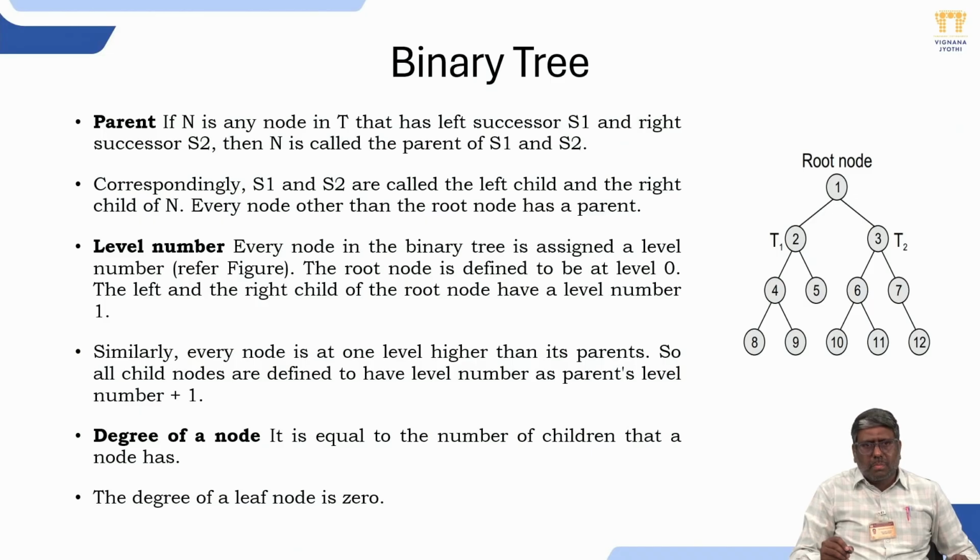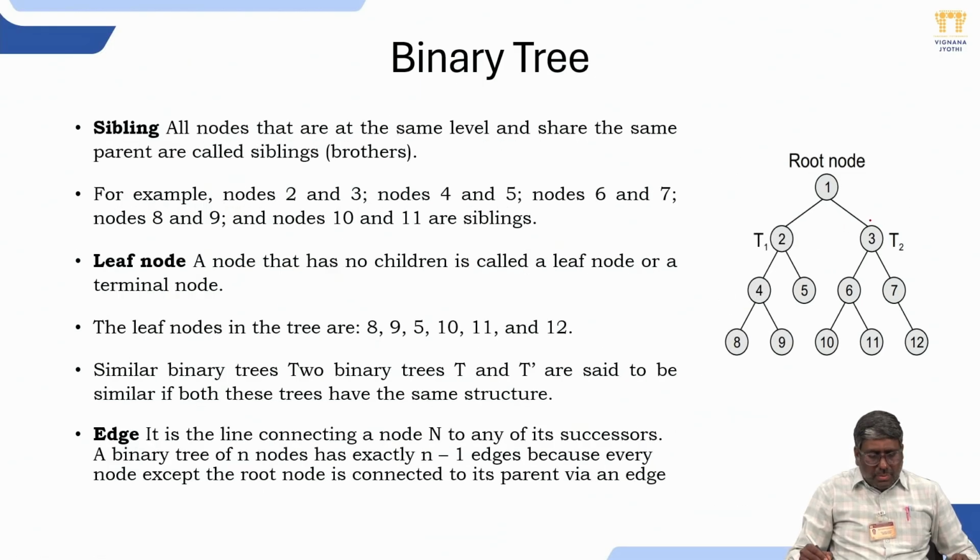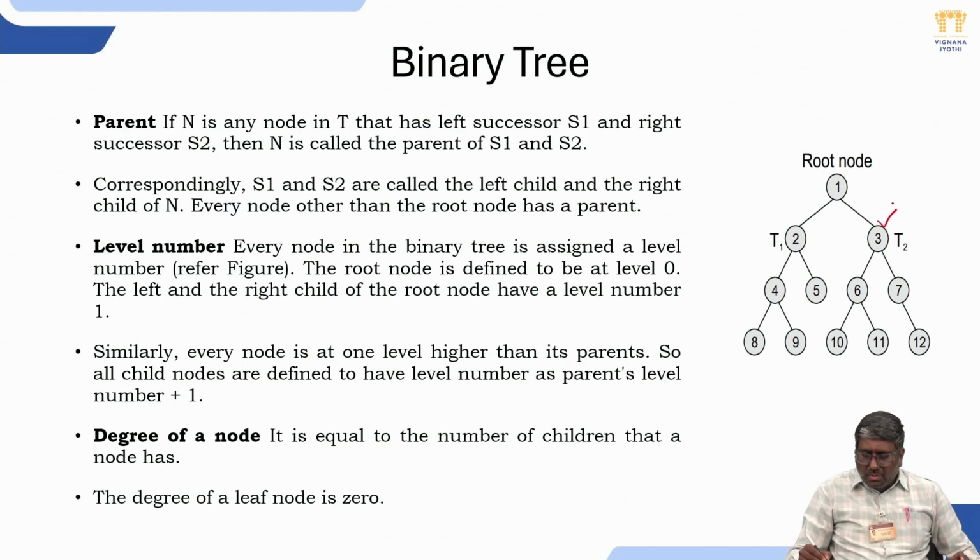Parent node. In the given tree, the parent node of 2 and 3 is 1. So the parent of 2 and the parent of 3 is 1. If n is any node in T, where T is a tree, in this case a binary tree, that has a left successor S1 and a right successor S2, then n is called the parent of S1 and S2.